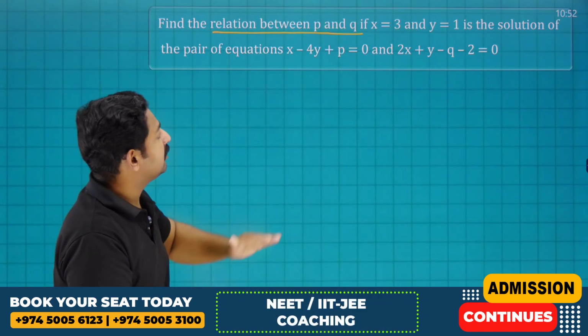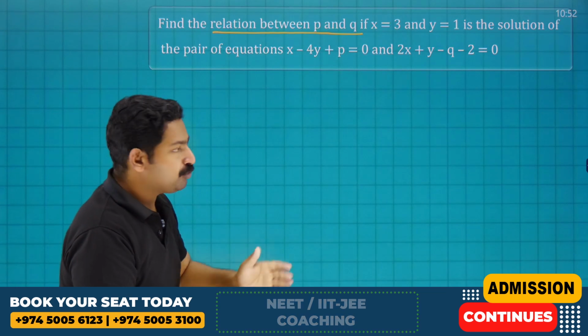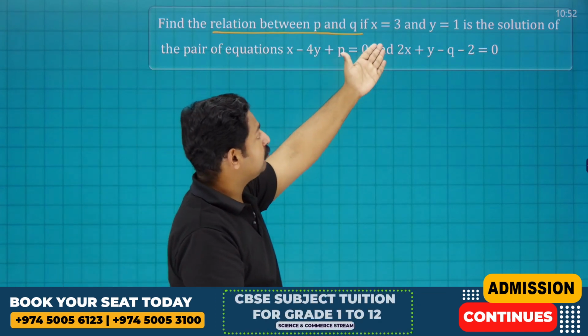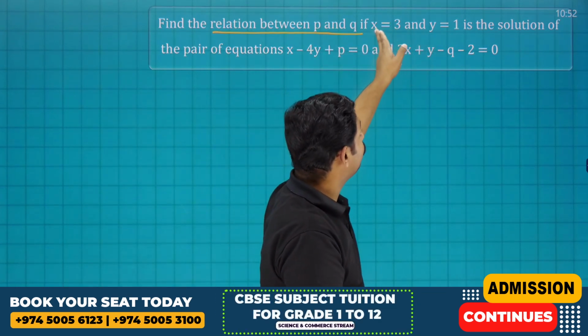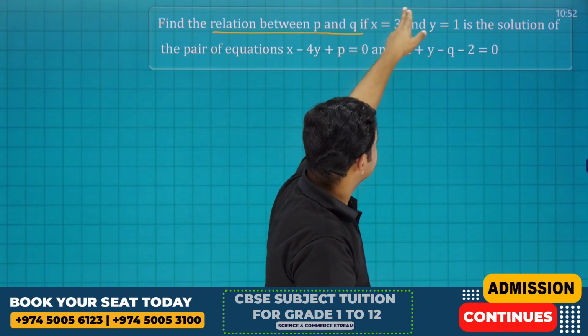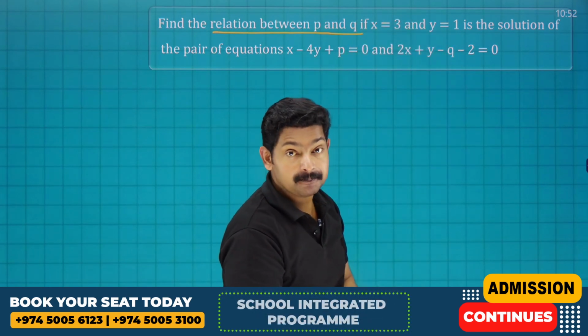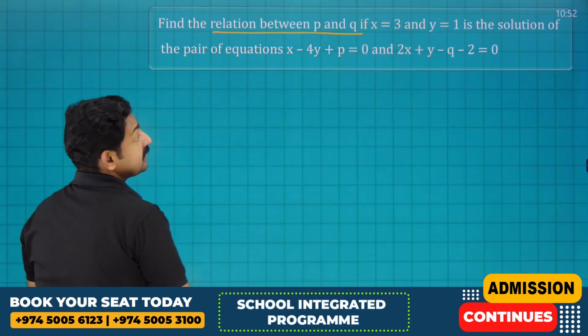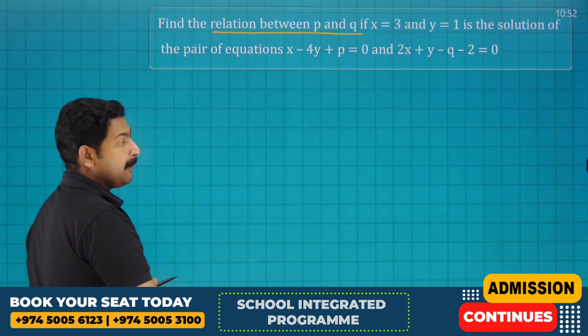And the solutions are given. The two equations are given, a pair of equations, and we need to find out the relation between P and Q. The relation we need to find out and the solution is given. Okay, x is equal to 3 and y equal to 1 is a solution.